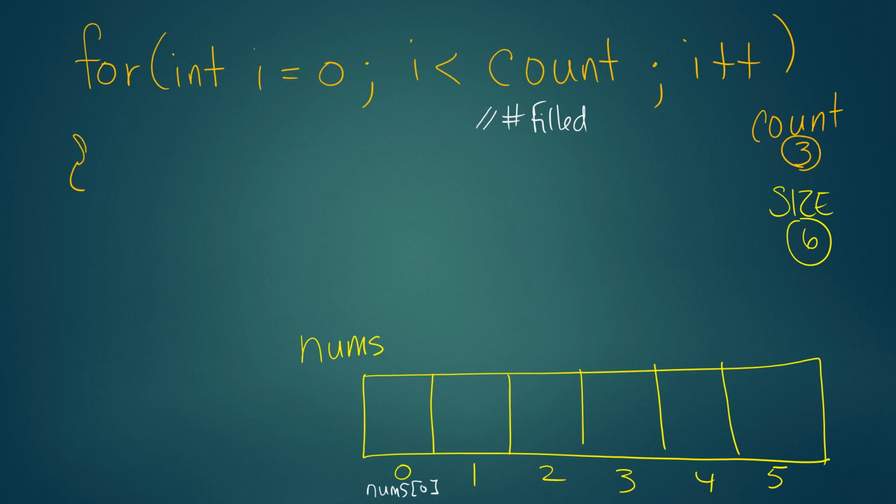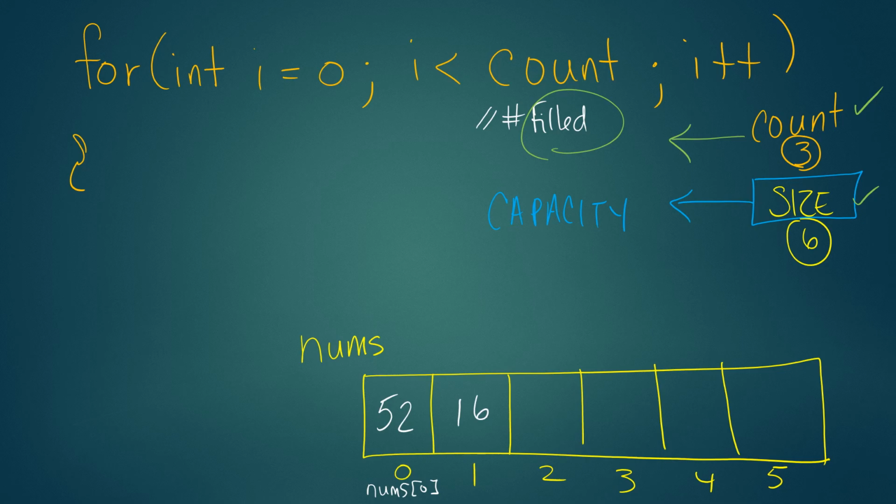It's very important to distinguish between what size is, that's the capacity, and what count is, because these are partially filled arrays. Count is the actual filled cells of the array. The size is the capacity. So we're going to assume that we already have numbers in here. And so we already have numbers 52, 16, and 12. So even though our capacity is 6, our count is 3. That index is 0, 1, and 2.